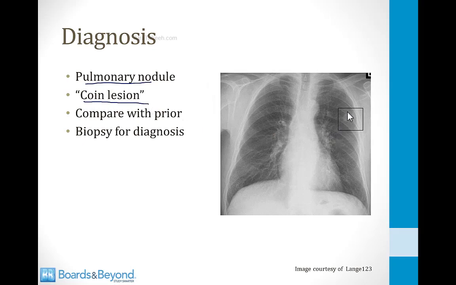Inside this black box, you see that there's this white area on the chest x-ray. It's subtle, but you can clearly see it's different from the right lung. There isn't anything like that present over here. And that's what a pulmonary nodule looks like on chest x-ray.